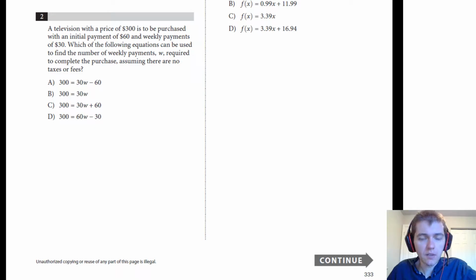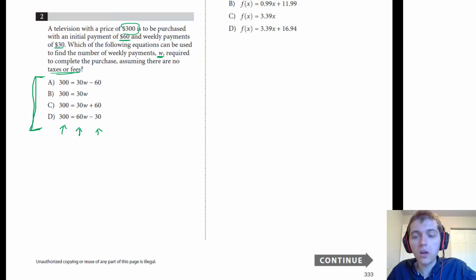Problem 2, a television with a price of $300 is to be purchased with an initial payment of $60 and weekly payments of $30. Which of the following equations can be used to find the number of weekly payments W required to complete the purchase, assuming there are no taxes or fees? Okay, you can take a look at the form that all these equations take, and notice that they're pretty much in the line form, where y is the 300, so the value at the end point when you've paid back that full $300, with the slope and initial conditions here, and you can notice that most of the differences are in these initial conditions.